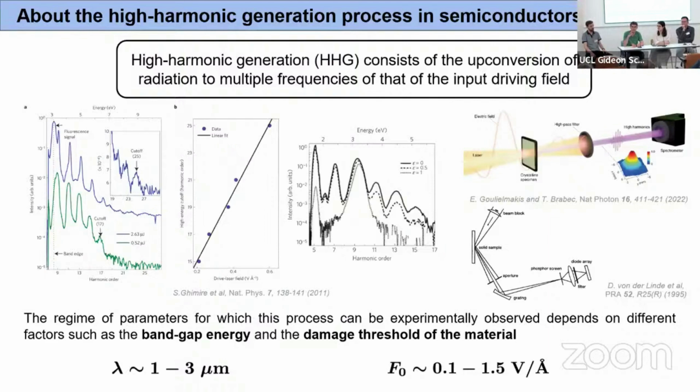For example, the linear scaling of the cutoff with the laser field strength, but also a reduced dependence of the harmonic yield on the ellipticity. Also, from a more practical point of view, there are some other differences. For example, in typical semiconductors, we work with mid-infrared frequencies. On the other hand, there is also a very natural upper bound on the field strength that we can use, which is imposed by the damage threshold of the material. Also, we can generate harmonics on transmission and also upon reflection.